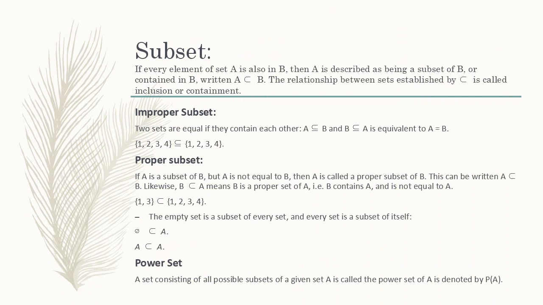Next, the empty set is a subset of every set and every set is a subset of itself. Phi is a subset of A and A is a subset of A, meaning a set is a subset of itself. Power set. The set consisting of all the possible subsets of a given set A is called the power set of A, and it is denoted by P. We write A not in curly brackets but in small brackets, P(A).